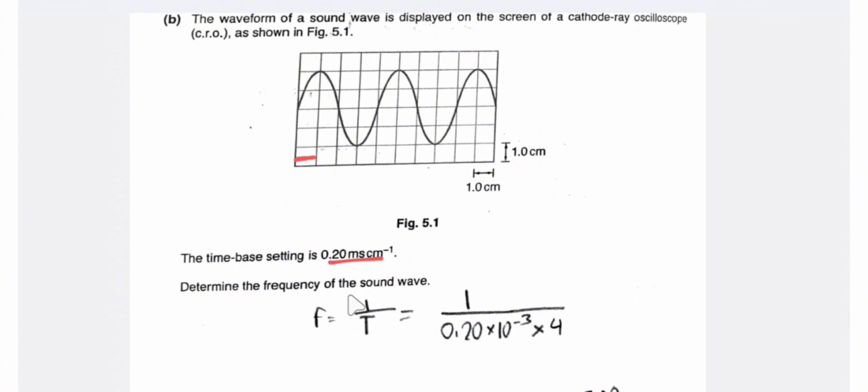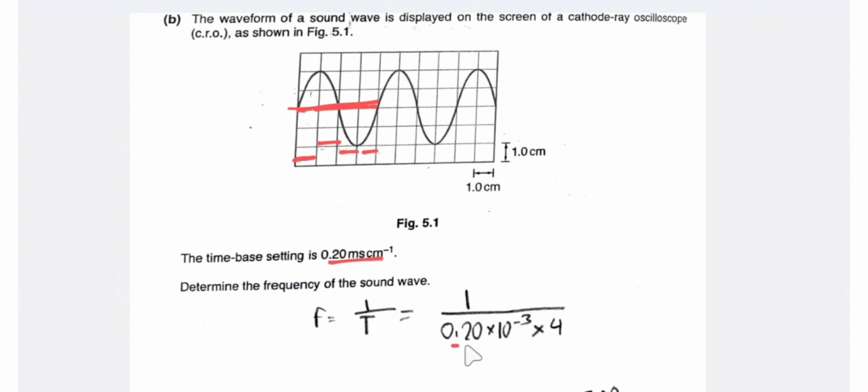Determine the frequency of the sound. We know that frequency is equal to the number of oscillations per unit time. We consider the oscillation of the wave produced as one wave, so frequency is equal to 1 by time period. What is the time period? The time period is the time taken for the wave to complete. So 1 box, 2, 3, 4: the complete wave is formed in 4 boxes.